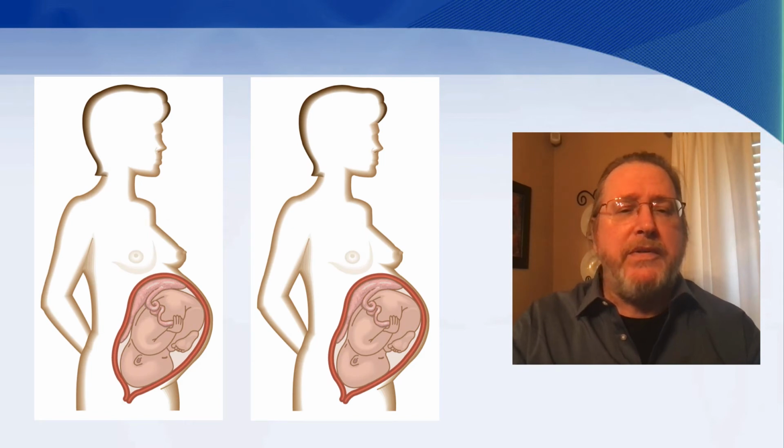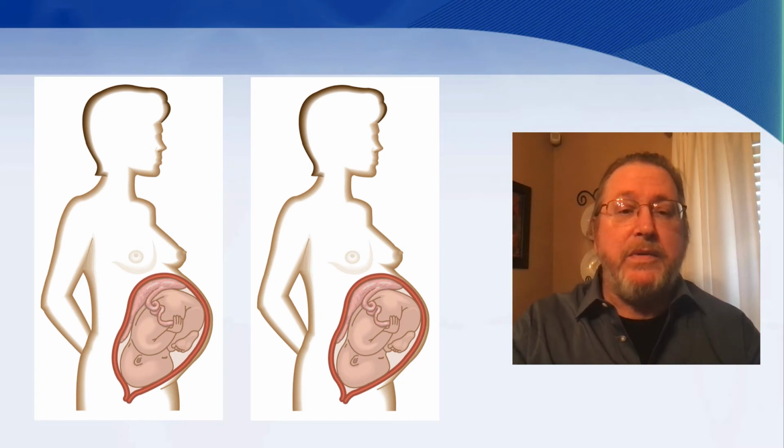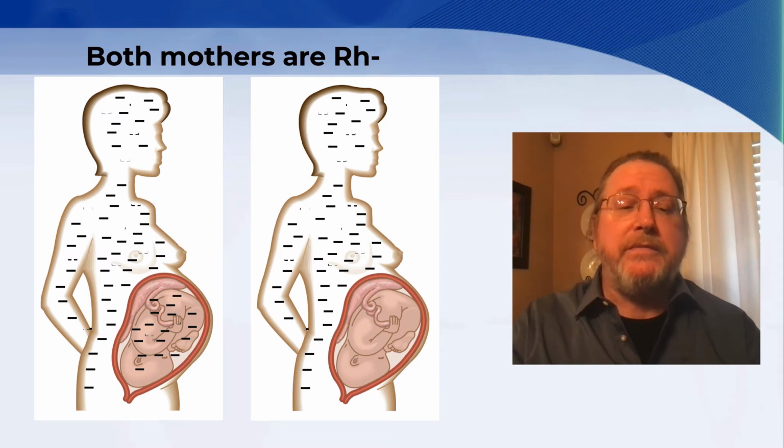It's important to know that if a woman is Rh positive, her body does not make the anti-D antibody. These two women are Rh negative. The woman on the left is having a child that is also Rh negative, so she has no risk of exposure to the D antigen.